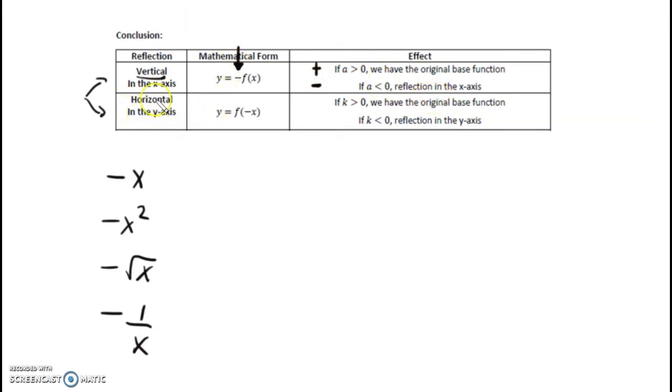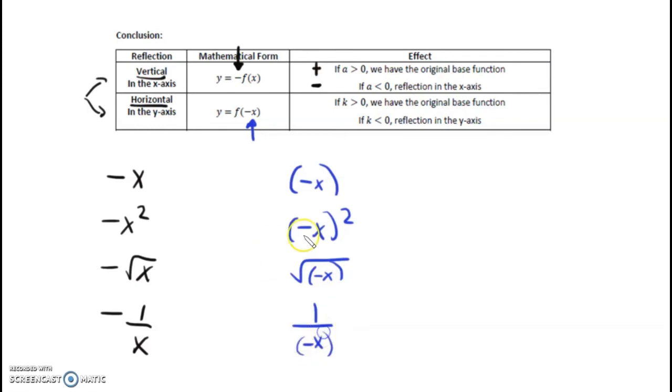Okay, a horizontal reflection, I again rarely call it that, or a reflection in the y-axis is when the negative sign is like directly on the x. So negative x squared, root of negative x, or 1 over negative x. You can bracket it if you want. So if this number here is positive, then we just have the original base function. However, if this number is negative, then we have a reflection in the y-axis.